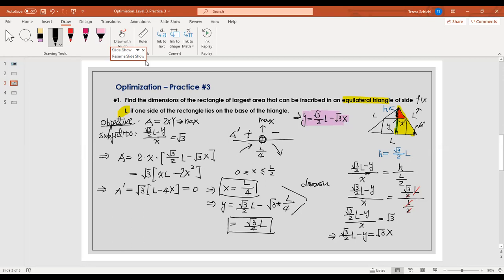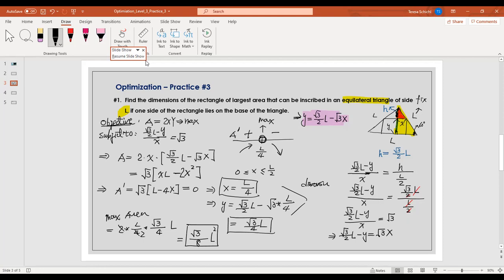So x is L over 4 and y is the square root of 3 over 4 times L. So what is the max area? The max area will just be 2 times L over 4 times the square root of 3 over 4 times L here, right? Now you can simplify a little bit. So it's the square root of 3 over 8 times L squared. That will be the largest area for this rectangle.